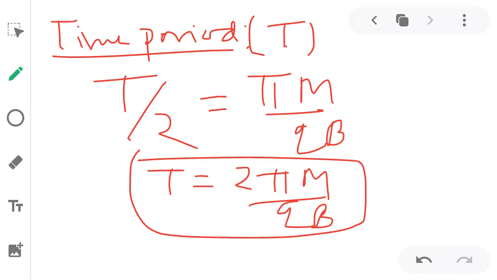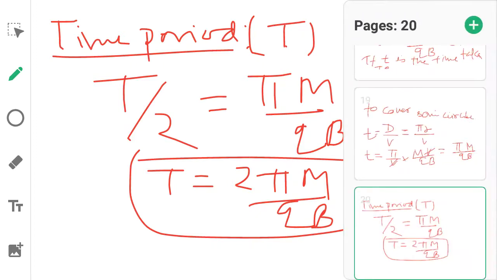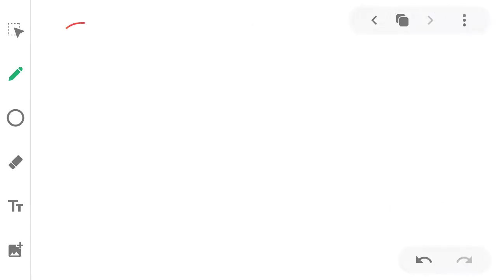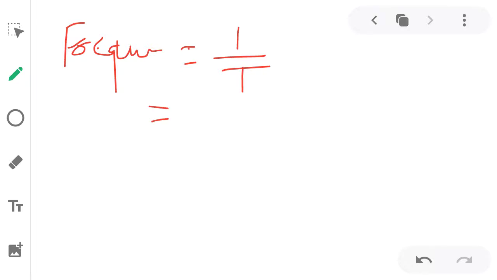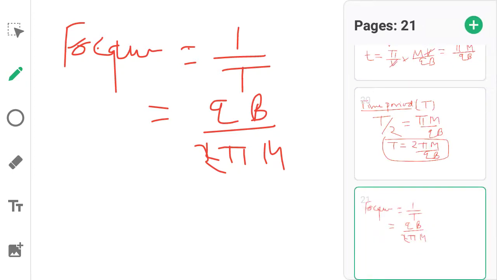And frequency, if you remember, is 1 upon T. So it is qB upon 2 pi m. Okay, the next term will be the energy.